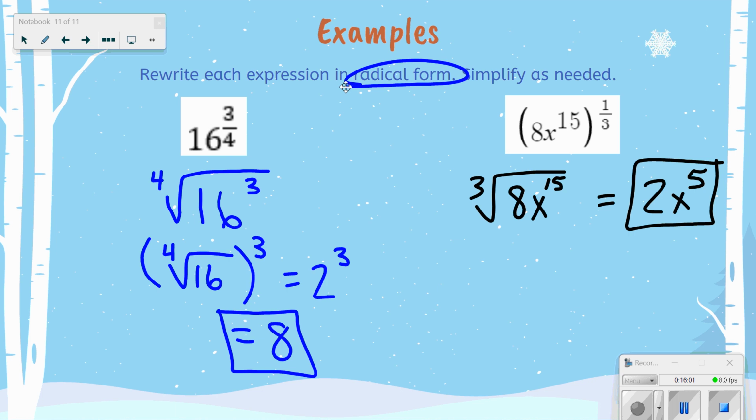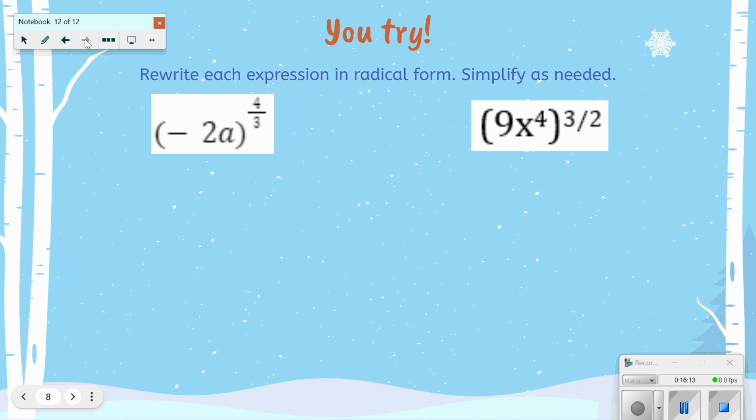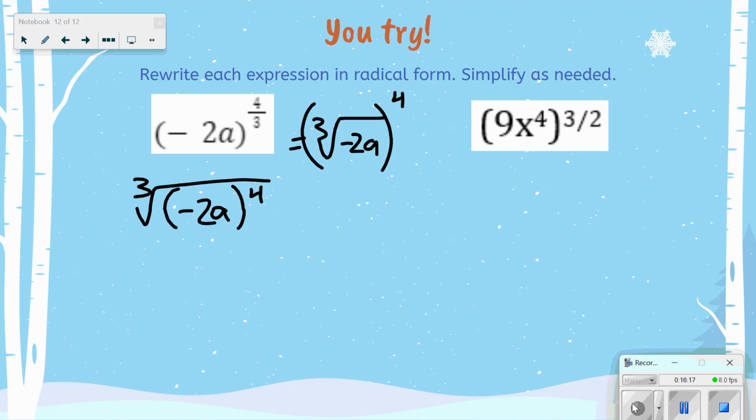All right. What other questions do you guys have here? Are you guys ready to try a couple on your own? Let's do it. Why don't you guys take a couple minutes, try these two on your own. All right, what do you guys think? If you rewrote the first problem like this, could I simplify the cube root of negative 2a? Simplify all of that?